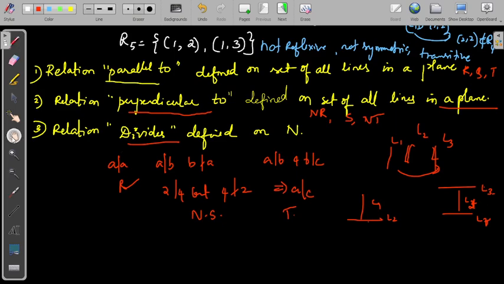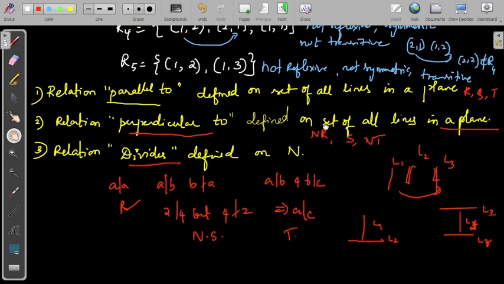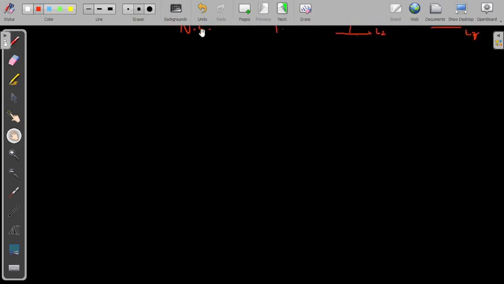So this is in terms of the general relations which exist between any two entities of mathematics. Parallel to between two lines, perpendicular to between two lines. This has to be specified because in a plane, if it is not specified, then the perpendicular to relation also becomes transitive. Then if you have a relation which is reflexive, symmetric, and transitive, all the three, then we call that relation an equivalence relation.